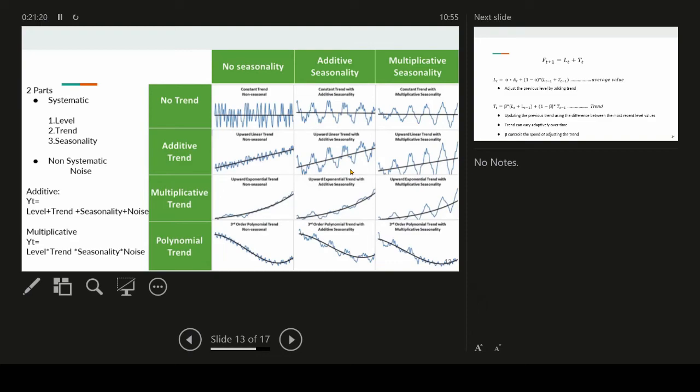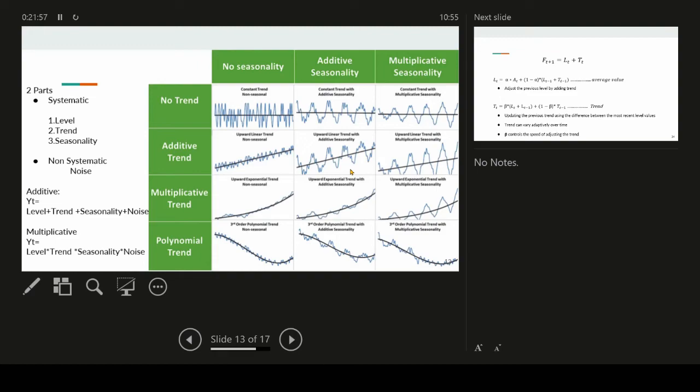And the trend is nothing but, here we are having no seasonality. This shows only how the level works. So this is a normal signal or normal wave, and when it comes to an additive trend, the wave will have a linear motion. Linearly it will be increasing, and when it comes to a multiplicative trend, it will be in a fashion like this, of a logarithmic fashion. And when it comes to a polynomial trend, the signal will have a polynomial fashion.